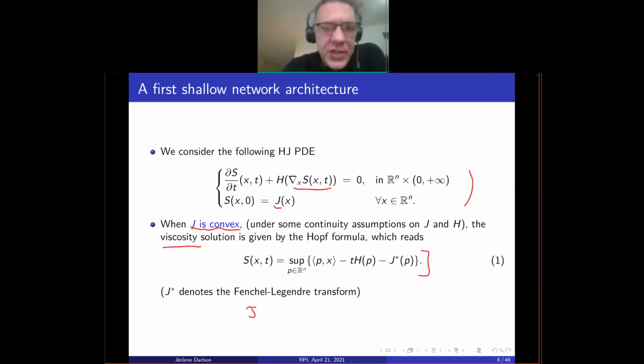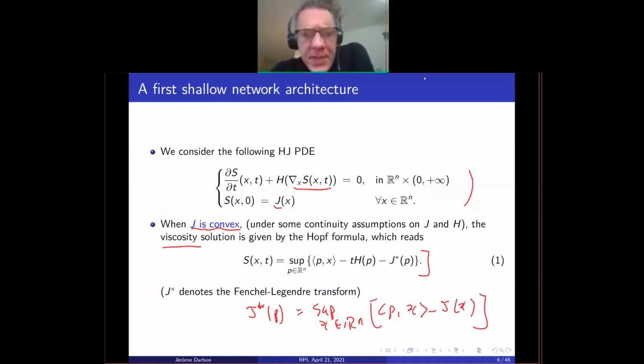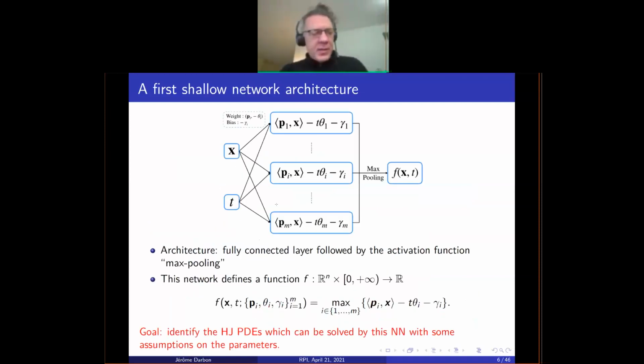It reads as follows: J star of p is exactly the supremum over x in R^n of the linear form p·x minus J(x). So this formula is a variational formula that gives the solution of the Hamilton-Jacobi PDE. Now, we can get inspired by this formula and create a neural network that looks as follows.